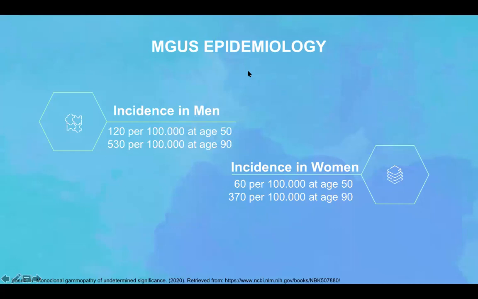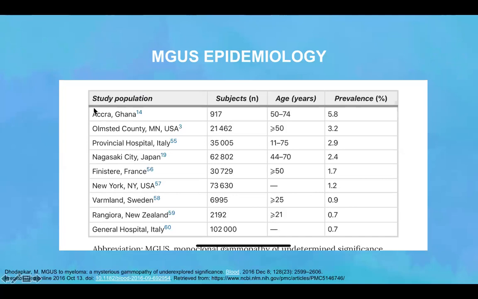Regarding the epidemiology, as I told you before, the incidence is higher in men than in women, and this incidence increases with age. It is 120 per 100,000 patients at the age of 50, and it increases when they reach the age of 90. In women it also increases with age, but it's less than in men. It's also 3 times more frequent in African Americans than in the Caucasian population.